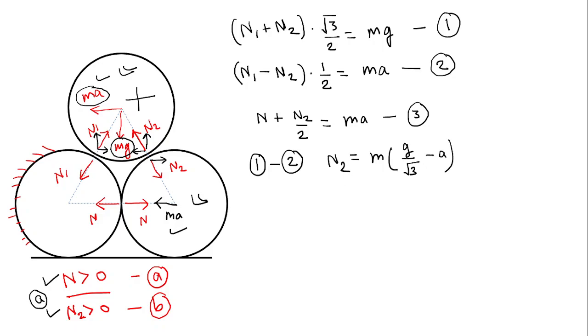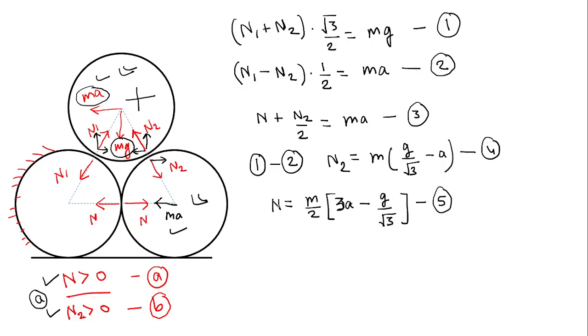Now if you put this value of N2 in the third equation, you get N is equal to M by 2 times (3A minus G by root 3). This is simple mathematics, you can easily do it. Let us call these equation 4 and equation 5. These equations are easily giving you the condition.